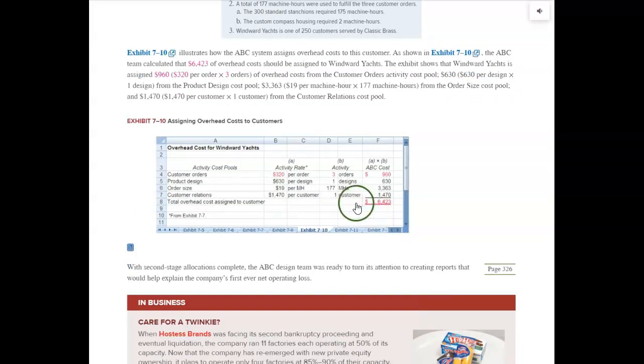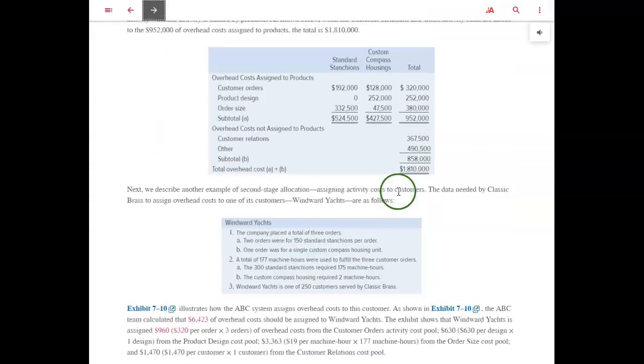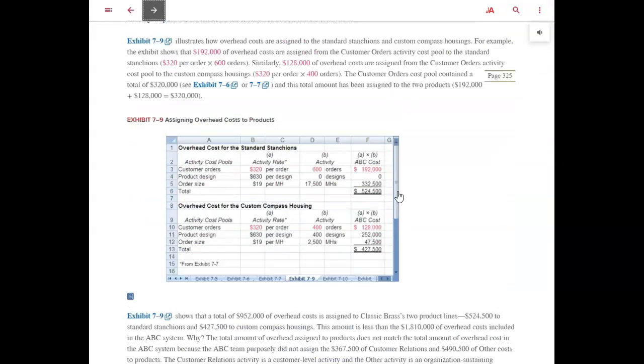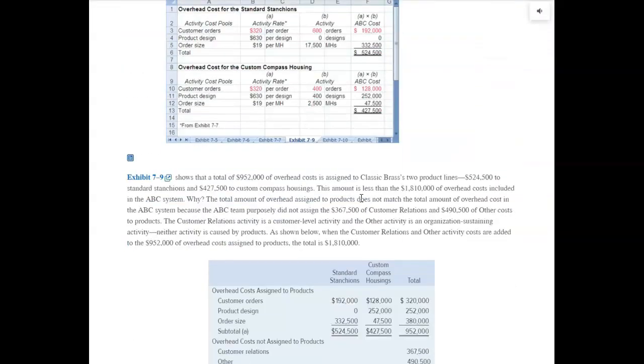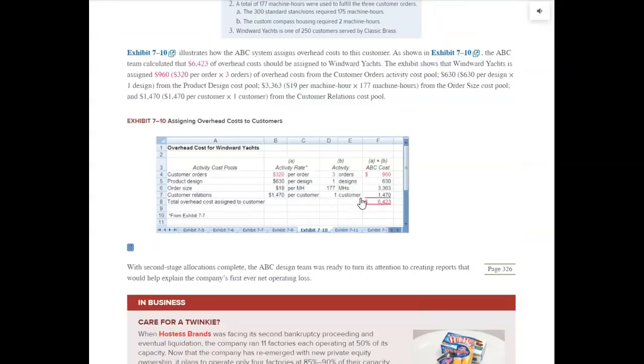So I want to show you again where the $1,470 came from. We haven't seen that in a few minutes. Let's go back up right here. Here were the total cost allocated to customers, 250 customers. So each customer gets overhead applied to that customer of $1,470. Come back down. Here we are. So of the overhead cost, we're going to allocate $6,423 to Windward Yachts.